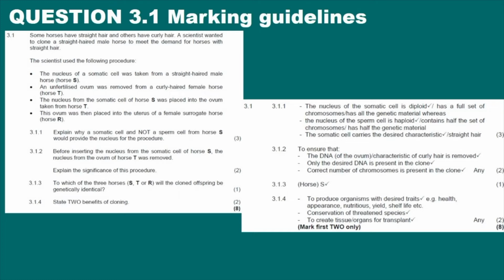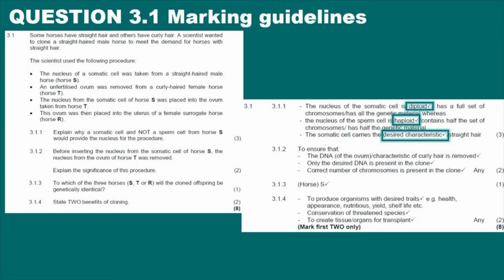Firstly, the nucleus of the somatic cell is diploid. That means it has a full set of chromosomes. And the nucleus of the sperm cell is haploid, which means that it contains half the amount of the chromosomes. So the somatic cell will then carry the desirable characteristics, and it will contain the whole DNA strand.